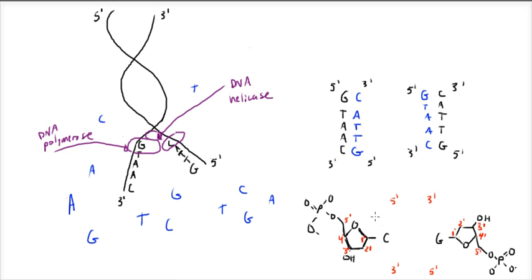DNA is made of nucleotides, and each nucleotide carries a base with it: cytosine, guanine, adenine, and thymine. We can number the carbons in the nucleotide 1 through 5, going clockwise from the oxygen. So 1, 2, 3, 4, 5.